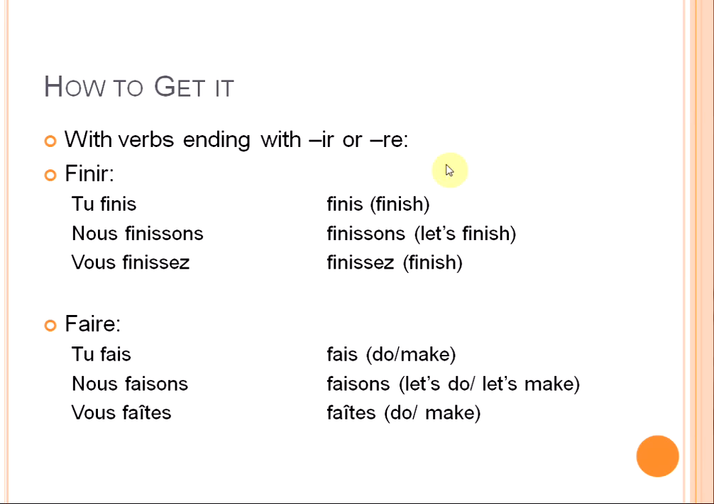So how do we get it now with verbs ending with IR or RE? It's for the second and the third group of verbs in French. With this example, the verb finir, to finish, to end. From the present tense of the indicative mood, we need only three forms. Tu finis, nous finissons, vous finissez. Again, to get the imperative mood, no pronoun. And we have finis, finissons, finissez. And here, as you can see, there is an s this time.